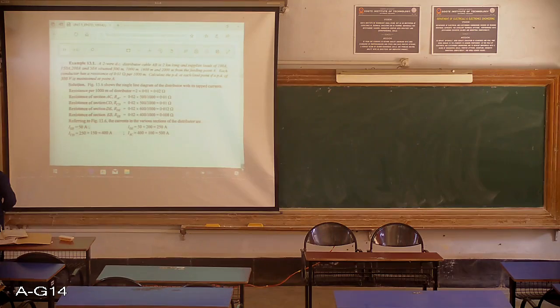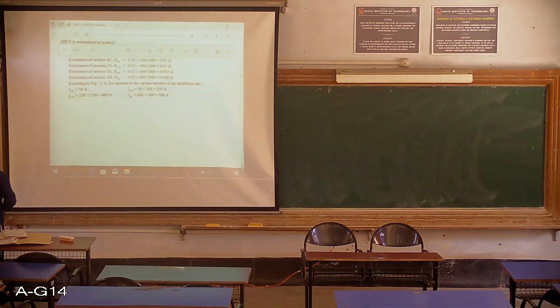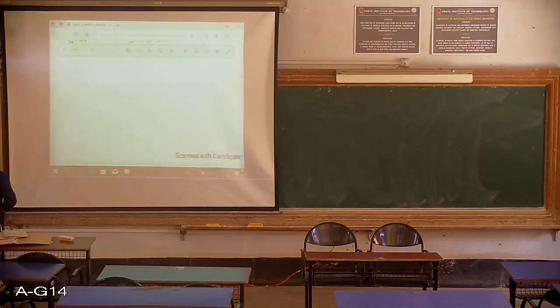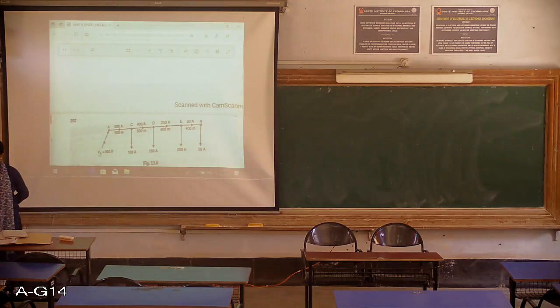So I will just see the line diagram here, how they have represented. You see here, 300 volts is maintained. This is 500 meter distance. This section they have given as 500 amperes. Here the current tapped is 100 amperes. Please try to understand. They have told it is tapped at 100 amperes, 150 amperes, 200 amperes and 50 amperes. So we have shown 100, 150, 200 and 50.